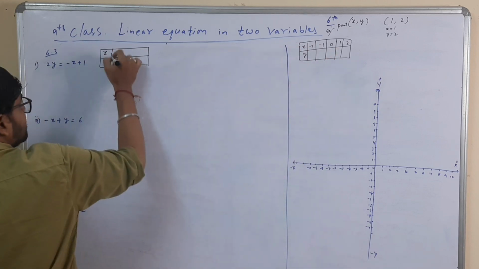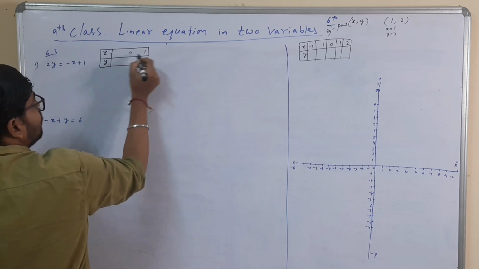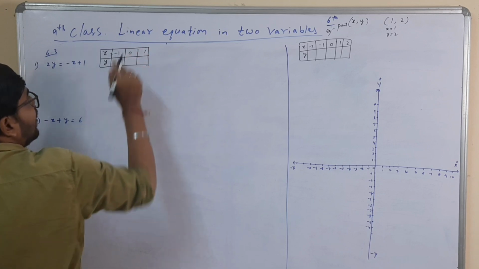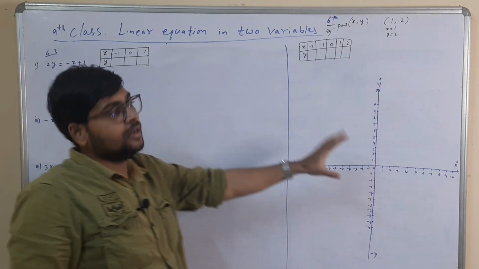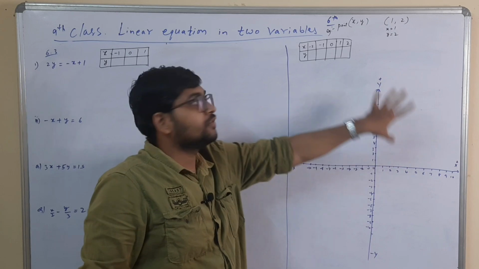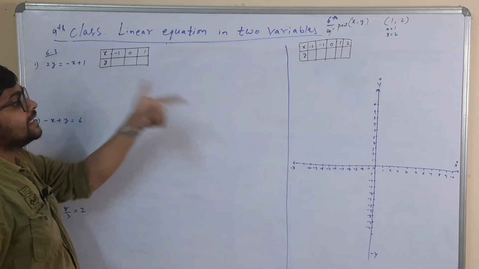I am taking here only 3 values. If you want, you can take more. How to take 3 values? First I am taking 0, 1, -1. I am taking only 3 values. If we want more values, it means we can get more points. If you want 5 points, you will get 5 points. If you want 3 points, you will get 3 points. I am taking only 3 x values, so I will get 3 points in the graph.